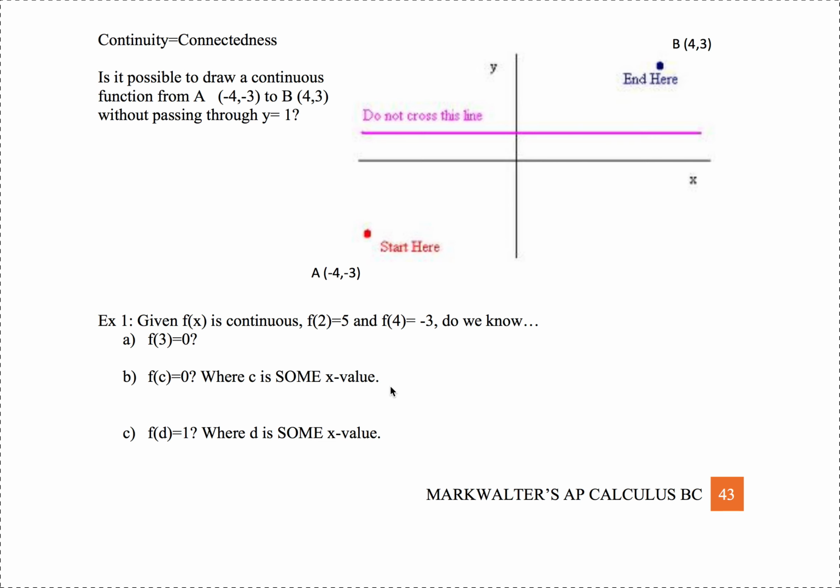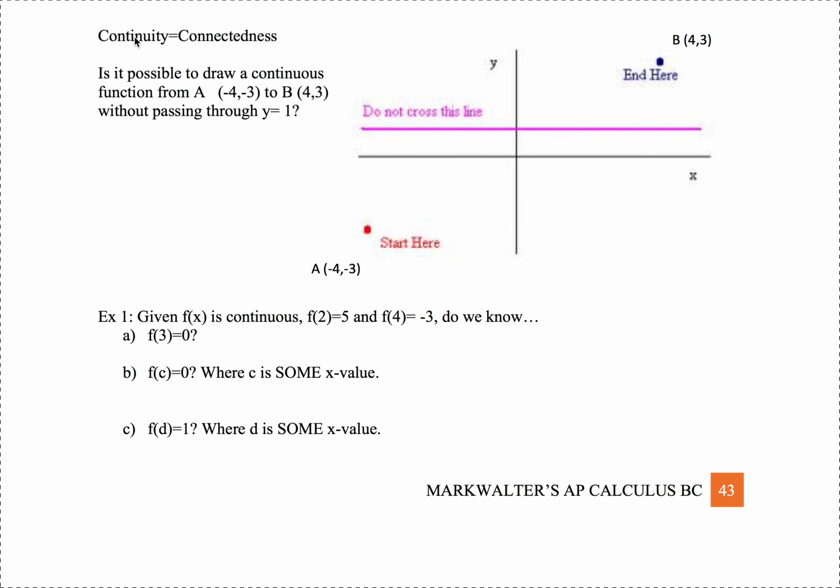We're going to keep in mind one crucial idea that we've already seen before, which is that continuity means connectedness. If something is continuous, it is connected all the way through points. So let's think about this question here. Is it possible to draw a continuous function from A, which is down here, to B, which is up here, without passing through the line y equals 1? Now the line y equals 1, remember, is infinite, so it continues infinitely to the left and infinitely to the right. All right. Can I draw from point A to point B continuously without crossing through this line?